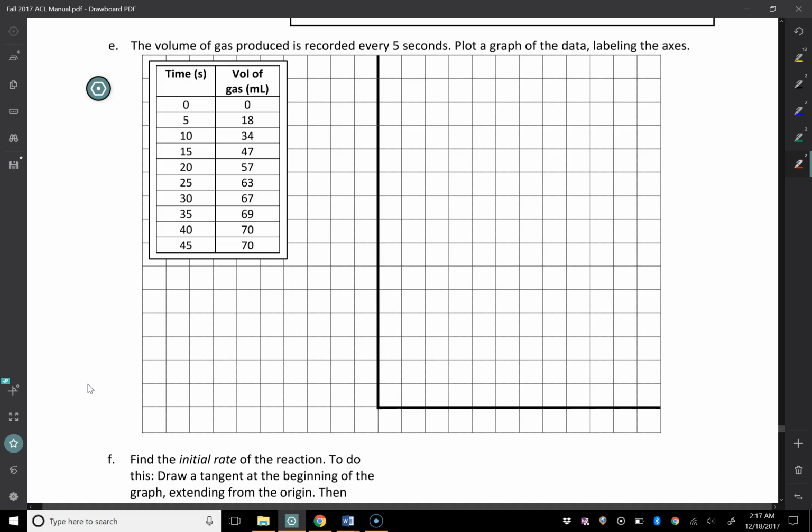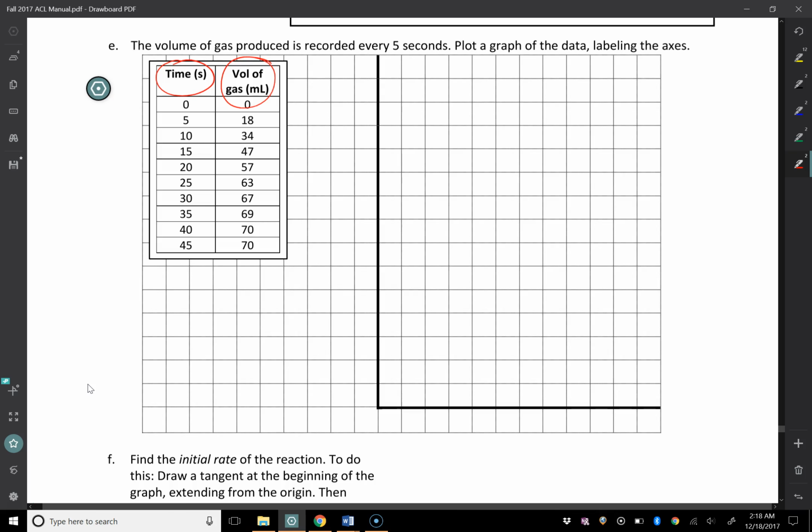All right, so the first thing we need to do is plot a graph of the data. So we've got time, and we have volume of gas produced. So we have to figure out which one of these we should be putting on the x-axis and which one goes on the y-axis. Typically in a graph, your x-axis is your independent variable, and your y-axis is the dependent variable. So usually you pick the x-axis and then you monitor how the y-axis responds over time. Given that information, which of the two variables do you think should go on the x-axis?